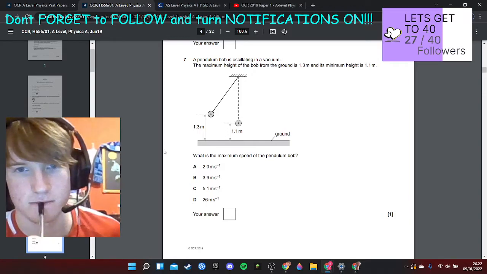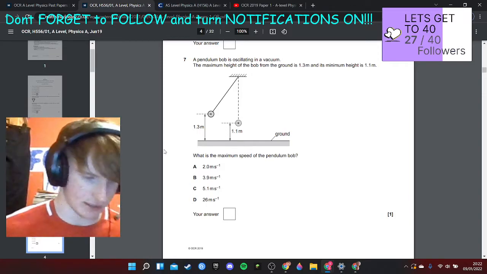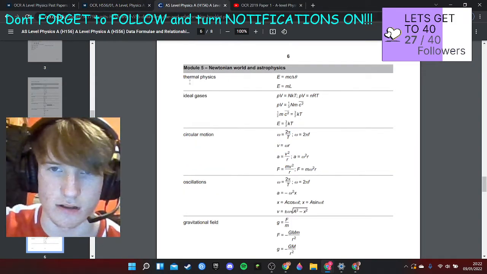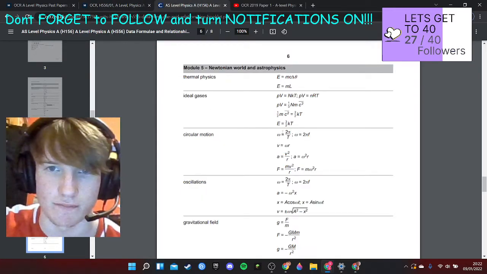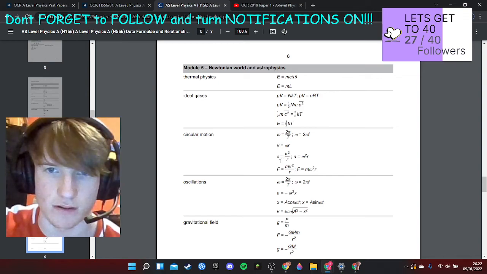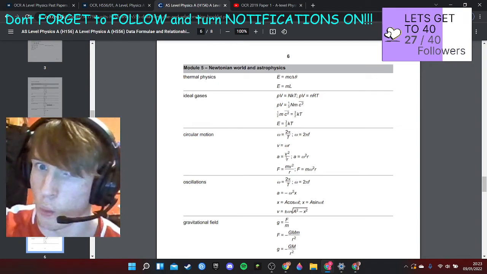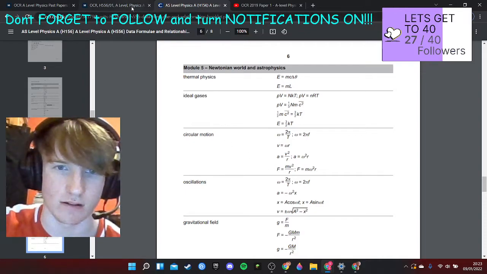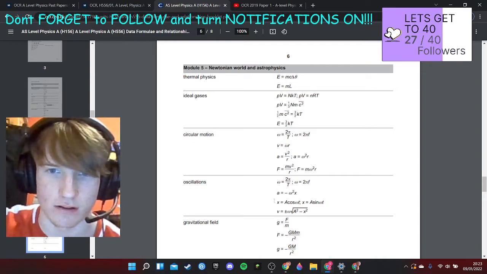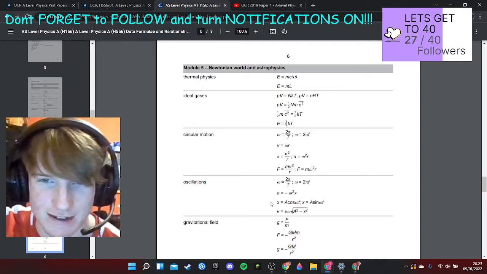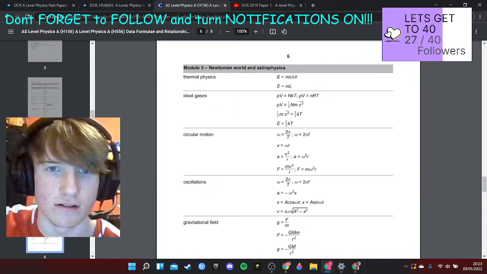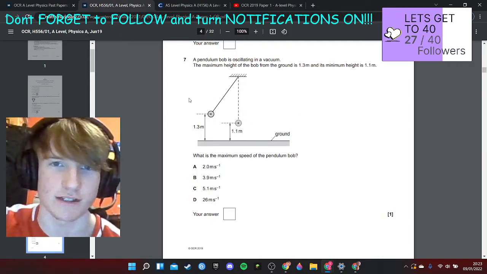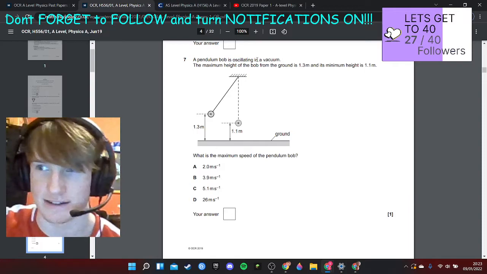So it's just like, well, I mean, it's gonna be on this. Maximum what? Speed. No. I don't know that. See, it's like where? This is part of circular motion. Wait, no, that's oscillating. It says it in the thing.